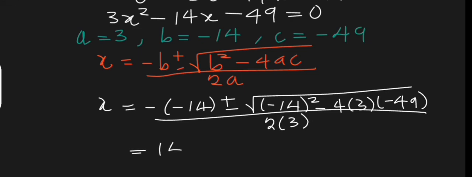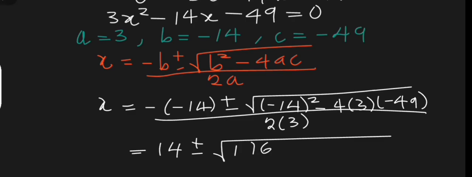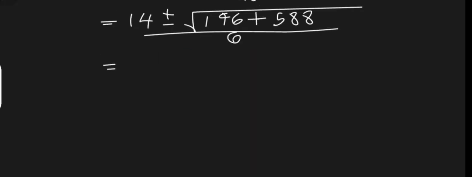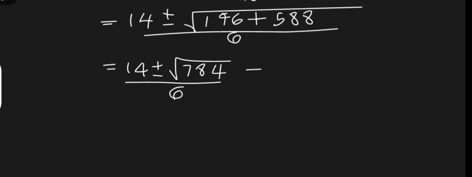So this is 14 plus or minus the square root of 196 plus the product of 4, 3 and 49, which is 588, all this over 6, which is 2 times 3. This means that x is 14 plus or minus the square root of 784 over 6, where the square root of 784 is 28. So we've got 14 plus or minus 28 over 6.